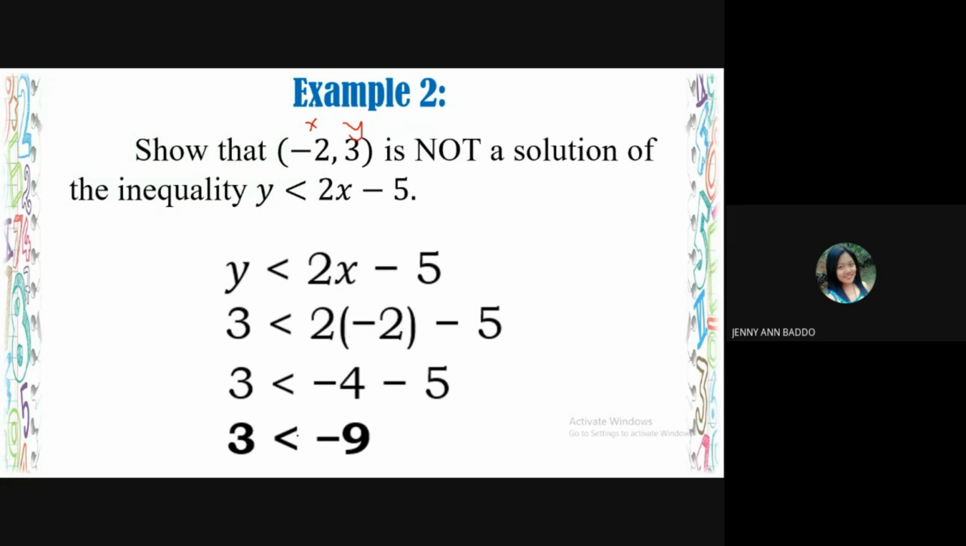Take note, a negative number is always less than a positive number. So for this case, that is a false statement. Since it's a false statement, then we have shown that (-2, 3) is not a solution of the inequality y is less than 2x minus 5.